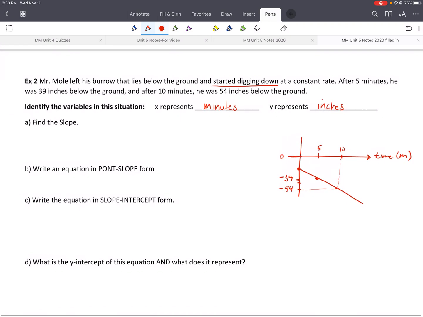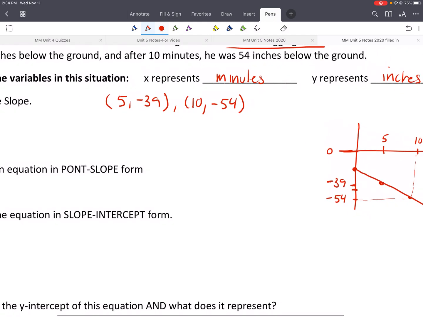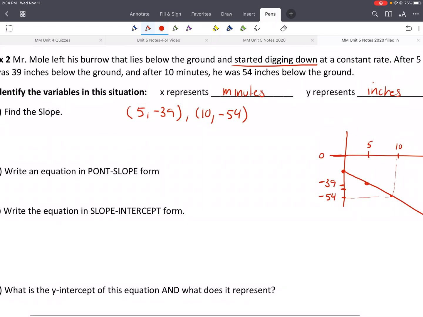They want us to find the slope, okay? So for this example, they don't give us the slope. They don't give us a rate on how fast he digs. But they give us 2 points, and we know what to do if we have 2 points. So 1 point they give us is (5, -39), and then the other is (10, -54). Okay, and we're going to want to figure out what the slope is, and it should give us a negative slope, so let's see what we get.